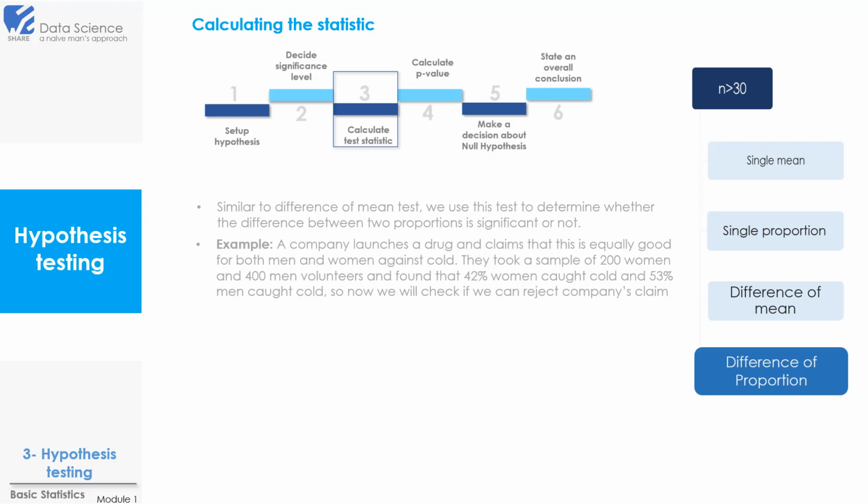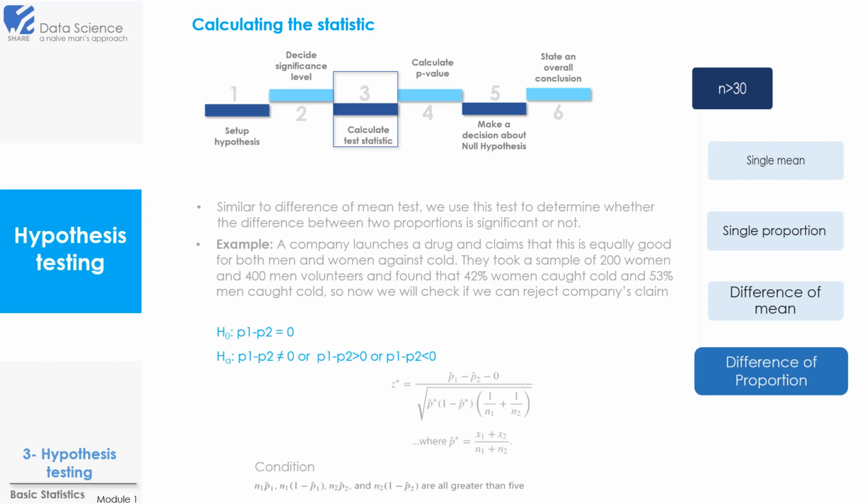They then took a sample of 200 women and 400 men volunteers and found that 42% of women caught cold and 53% of men caught cold. Now we will check if we can reject the company's claim. So our null hypothesis would be that the difference of proportion is 0 and the alternate hypothesis would be that it is not equal to 0. Then the formula for calculating the Z statistic is shown here.